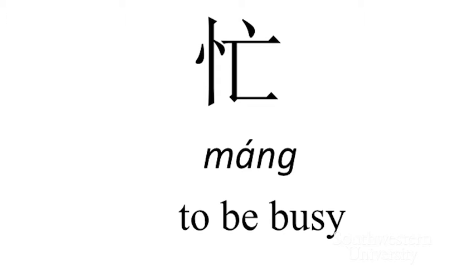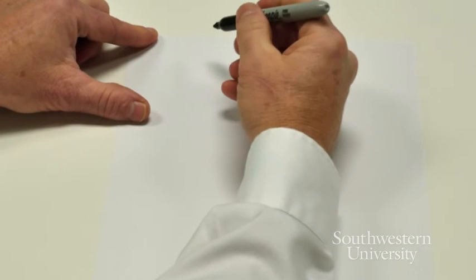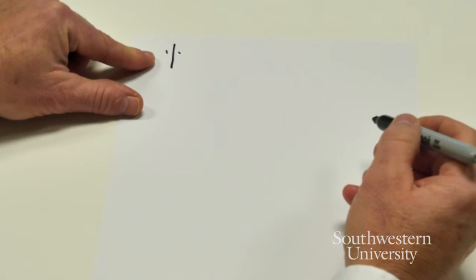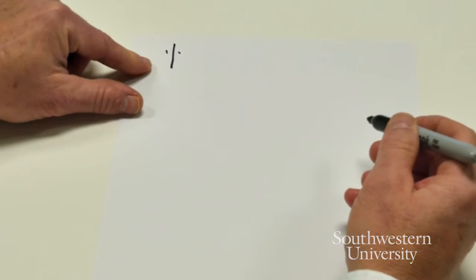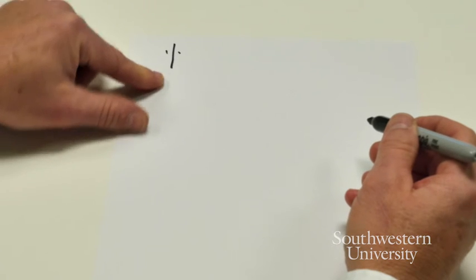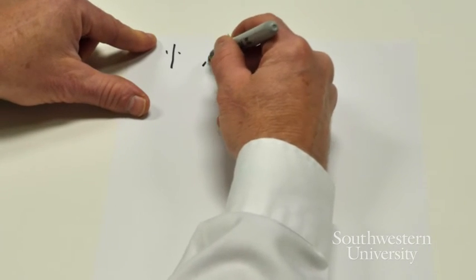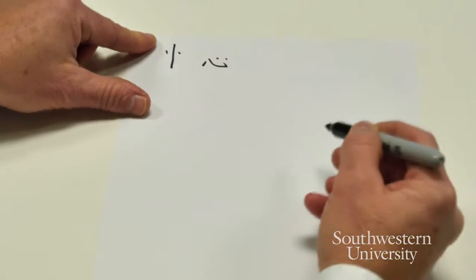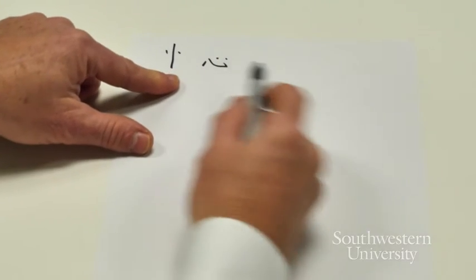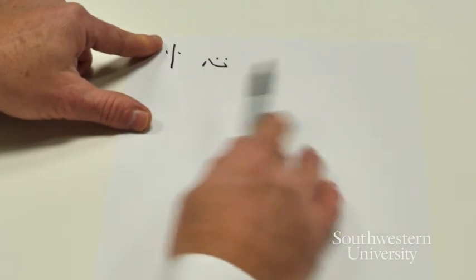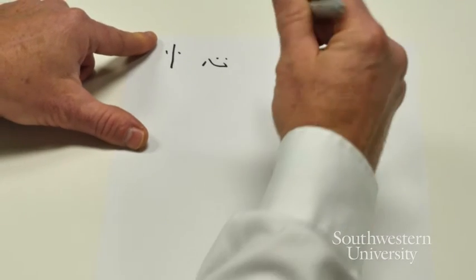Mong, to be busy. So we have a component here on the left. This is called ti xin pang, the heart radical to the side. So heart is usually written like this, heart or mind, but when it occurs as a radical on the far left side, then it's written in this form.